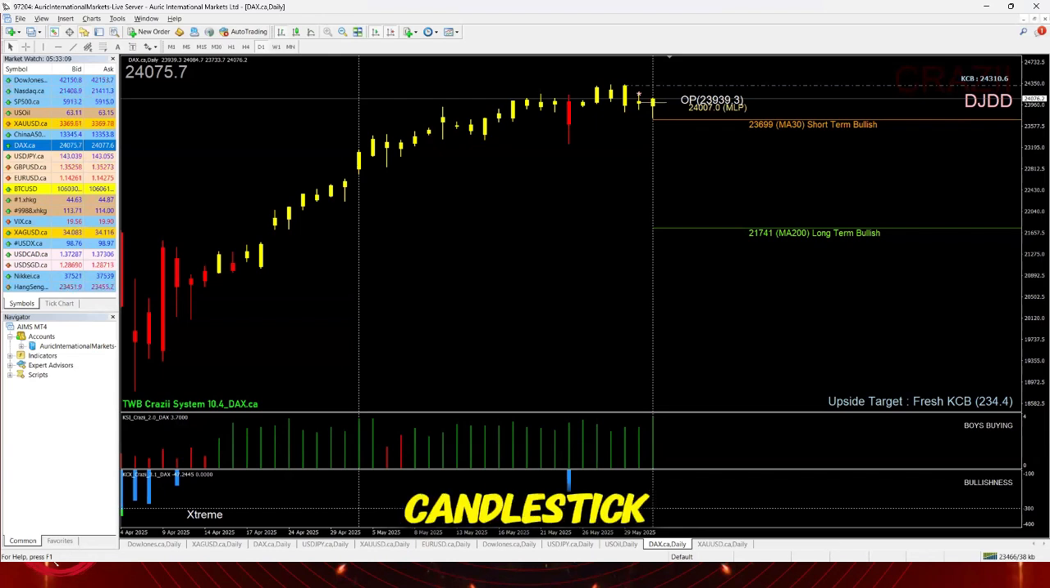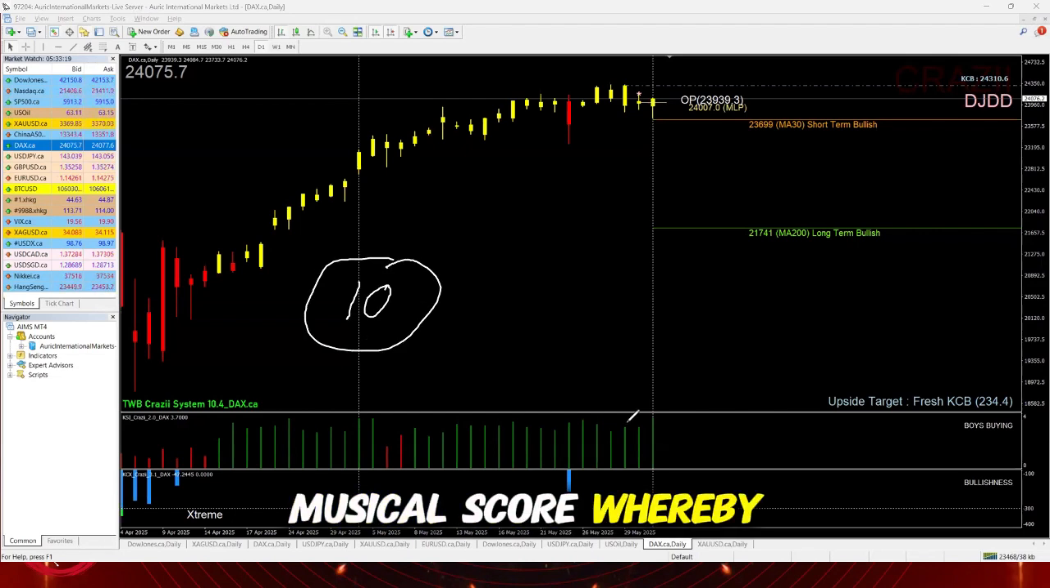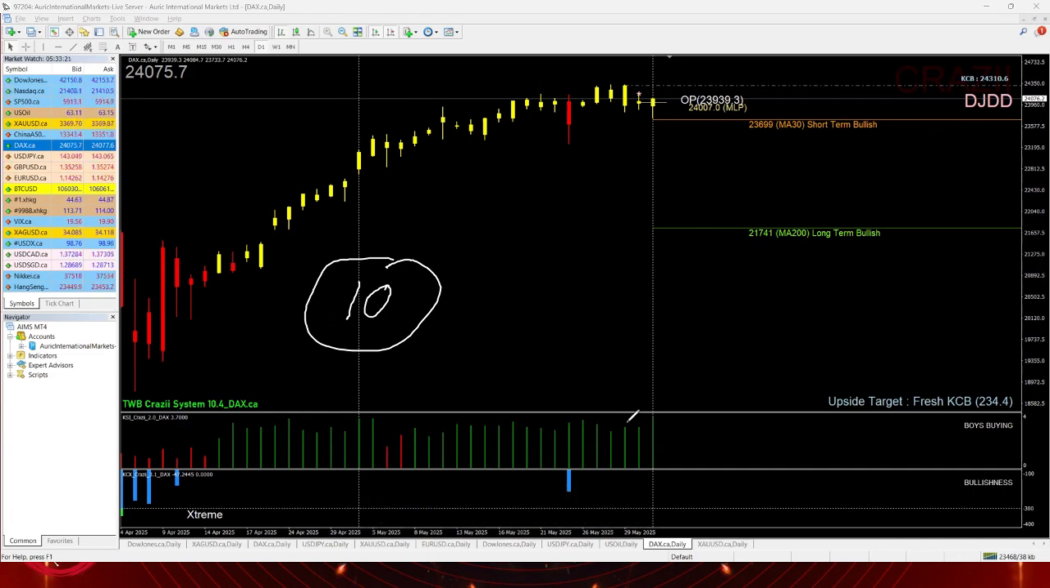In this candlestick, no matter how I look at it, in my opinion, there's only 10 patterns. It's just like a musical score, whereby I calculate and then I come up with my do, re, mi, fa, sol. And from these 10 patterns, I managed to realize where's the start of the music and the end of the music. Because of that, I will be able to dish out where's pivot 1 and what's pivot 2.